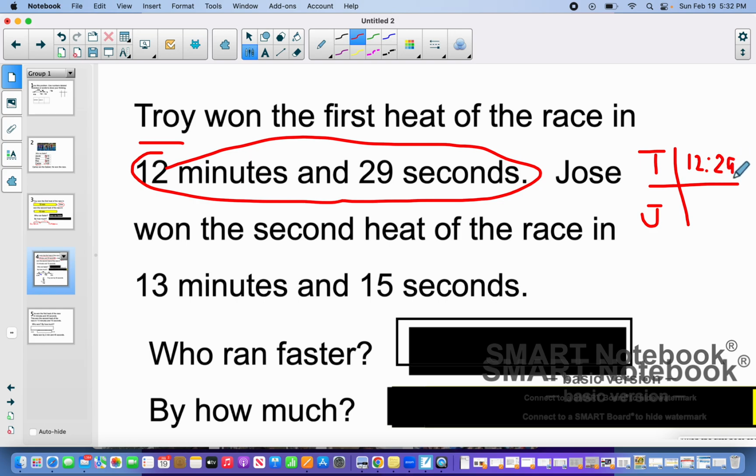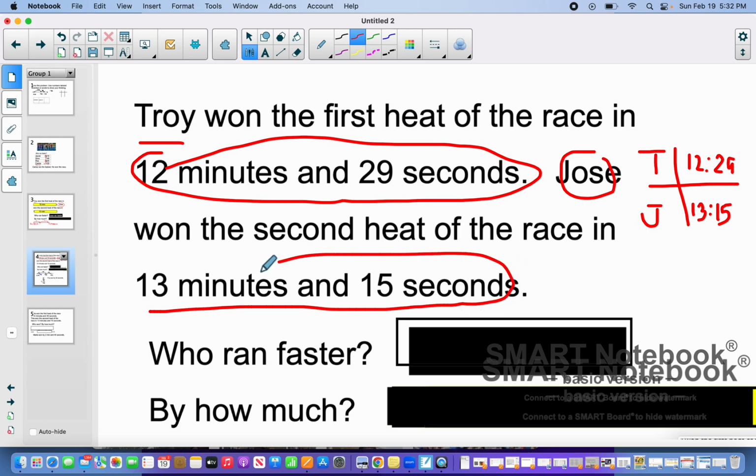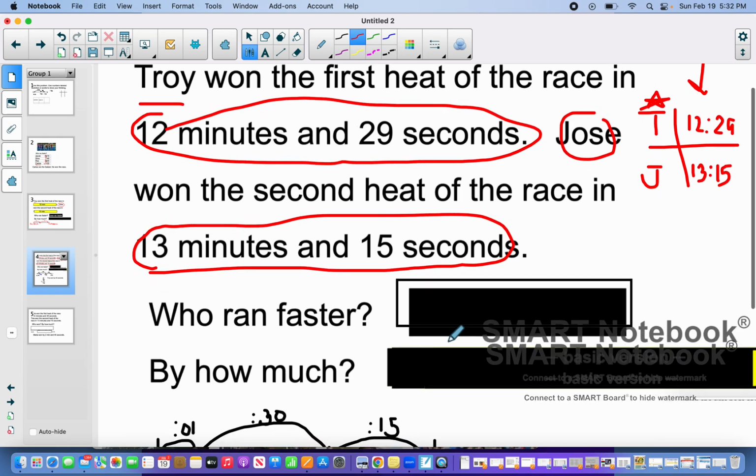So Troy ran the race in 12 minutes and 29 seconds, and Jose ran it in 13 minutes and 15 seconds. So who won? Well, obviously the person with the shorter time. So here, let's just circle all our information. We've got it on a table. And that's going to get you some good points on the test. You made a table. So who won? Well, the person with the shortest time. Troy won. But the second part is by how much.